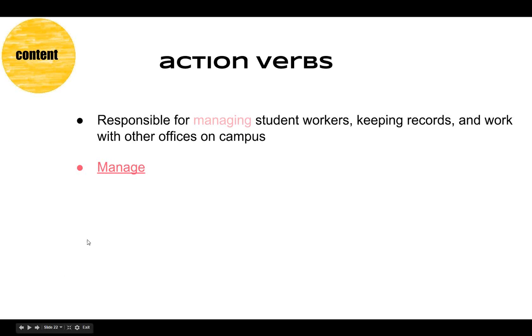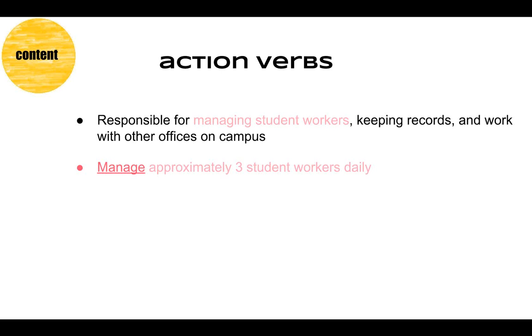Manage is a really great action verb to start with, and we have managing student workers right in this sentence already, but the managing gets a little bit lost after responsible for. Responsible for is a really vague way to start off your bullet point. So you want to start off with that action verb, the word that will engage the employer. So then we're talking about managing approximately 3 student workers daily. So we're getting some of those 3 questions into this bullet point.